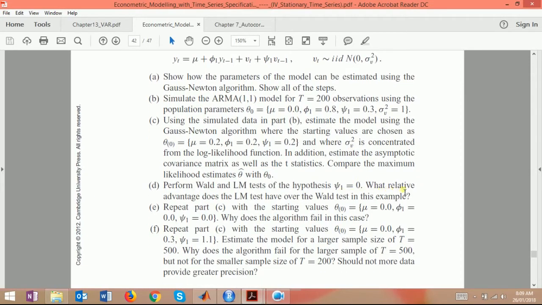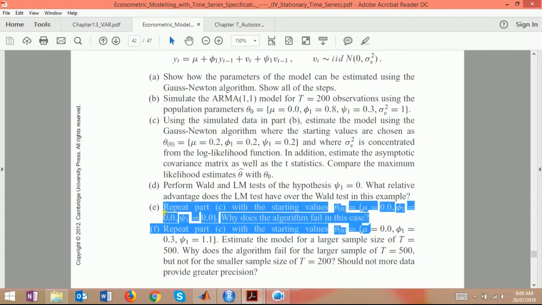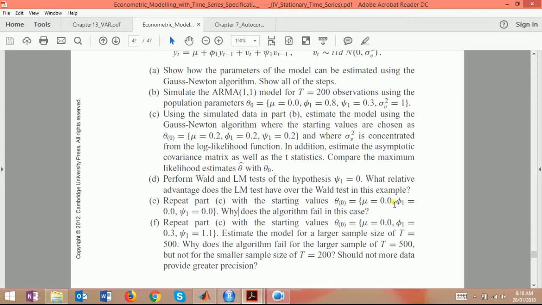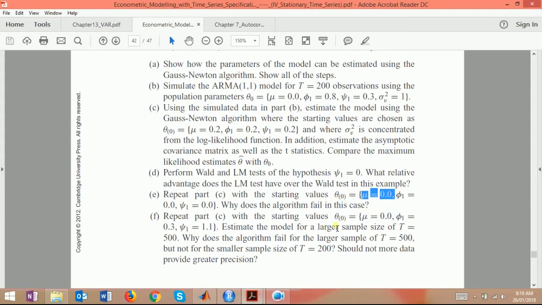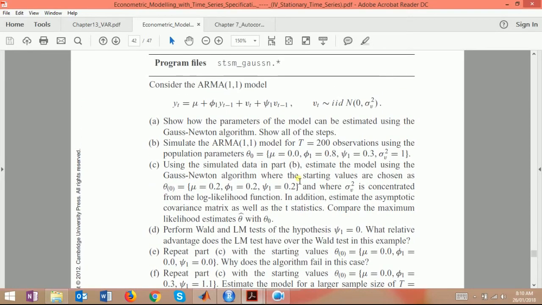Then we want to perform LM and Wald tests. We want to change the parameter estimates. We try to initialize with zeros, but we see that the algorithm will fail. If we want to do it with zeros, it will not work. So we can keep our mean zero, but we cannot make our autoregressive and moving average parameters zero. Obviously, that will make no sense. If we use a larger sample in this problem, we see that the algorithm fails for larger samples, sometimes, I think, because of the problem with initialization. So this is the Gauss-Newton algorithm problem, STSM Gauss N.